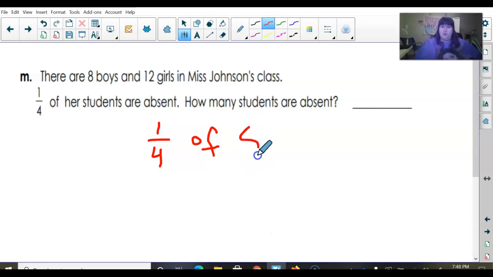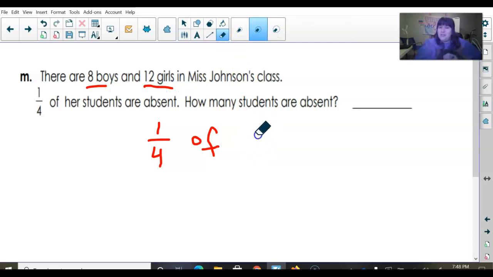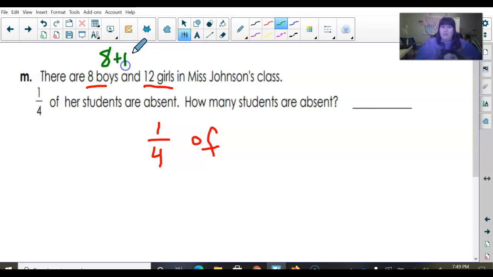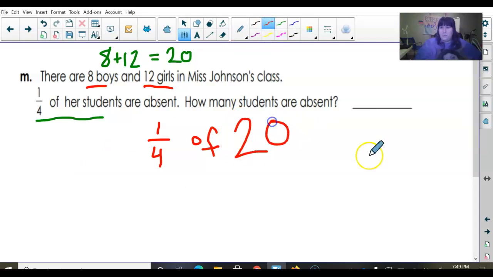Am I trying to figure out 1/4 of 8 students? No, because it says there are 8 boys, but there are also 12 girls. So how many students are there in total in Miss Johnson's class? Well, 8 plus 12 equals 20. So if I want to know how many students are absent and 1/4 of her students are absent, I'm trying to find 1/4 of 20.